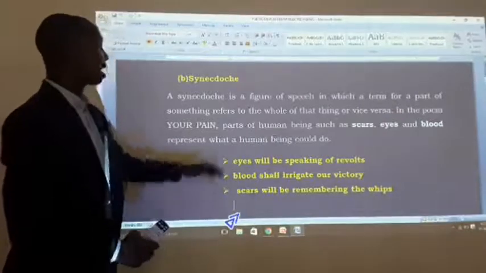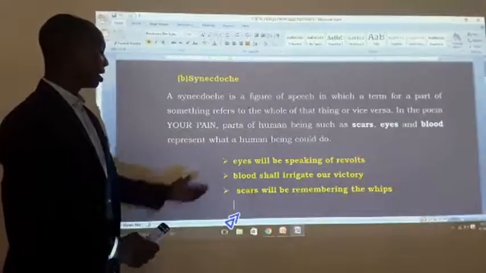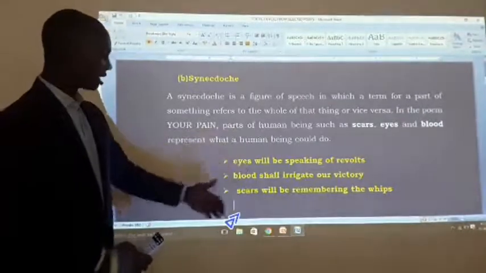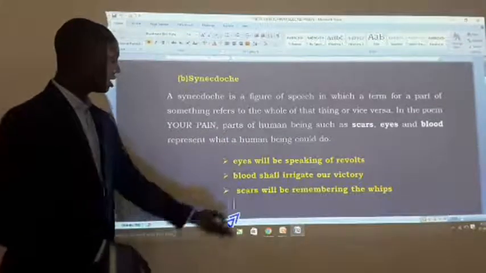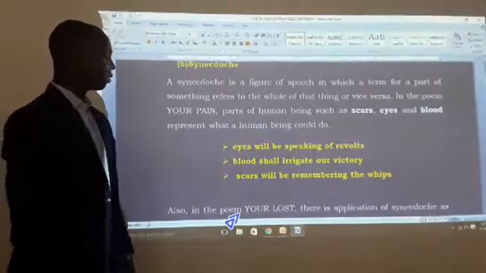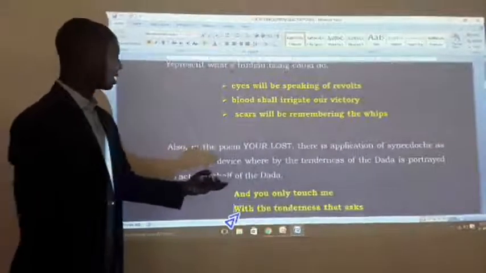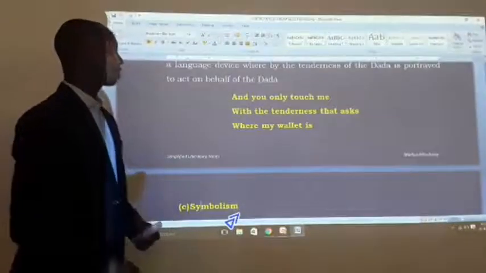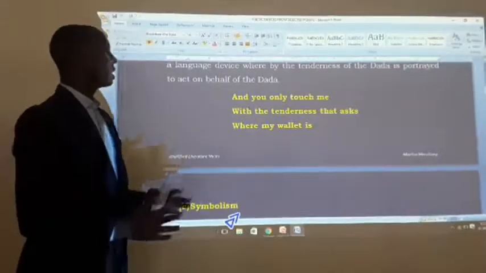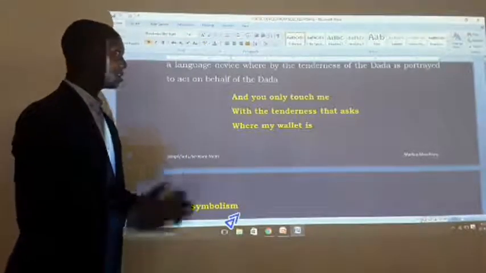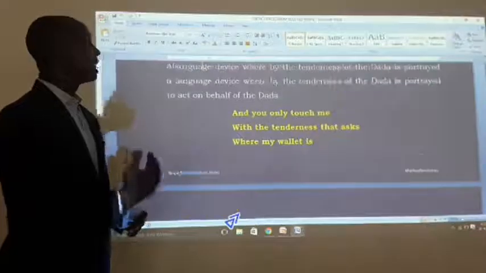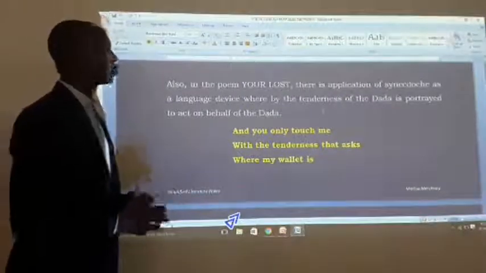This is what we call synecdoche, and the other verses, as you can see: blood shall get victory, scars will be remembering the whips. Also, in the poem You Are Lost, there is application of synecdoche. Isaac Ngoma, in fact, used this technique when he lamented to the dada.